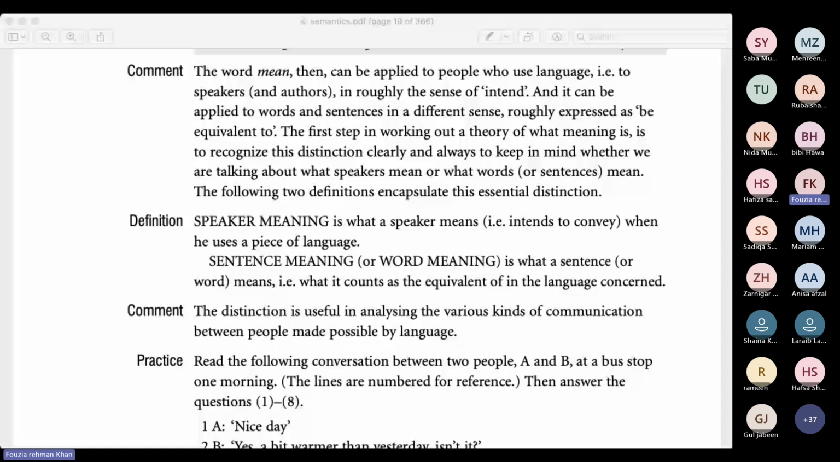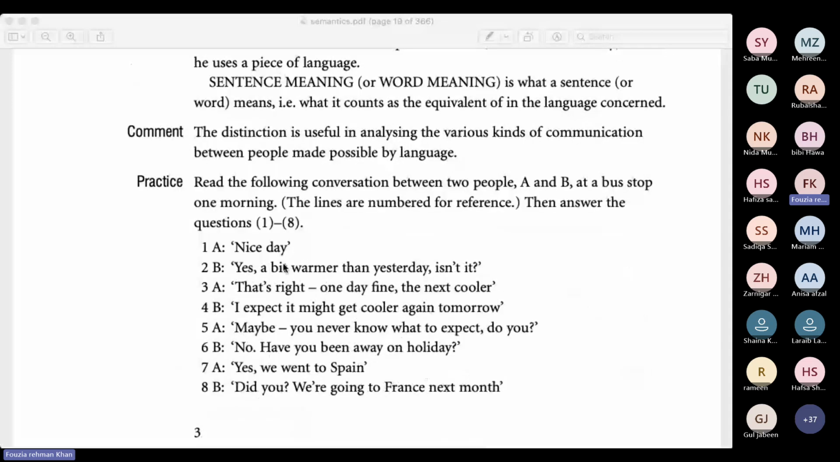So moving towards the exercise, I hope the sentence meaning and the speaker meaning is clear. And with that, we are moving towards two exercises. Now let's read the first exercise. I'm on page number 3. I hope the screen is visible to you. If it is not, because I'm not really sure I'm sharing the screen properly, anyway, you have your own books, so we can move to page number 3, and there is a practice. We are going to read these 8 lines, and it is a conversation between two people at a bus stop one morning.